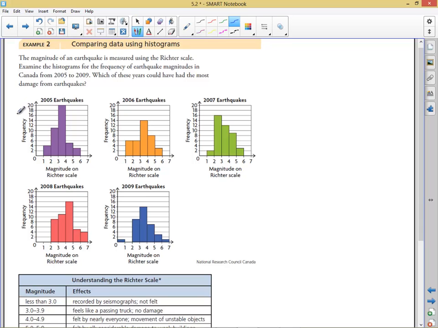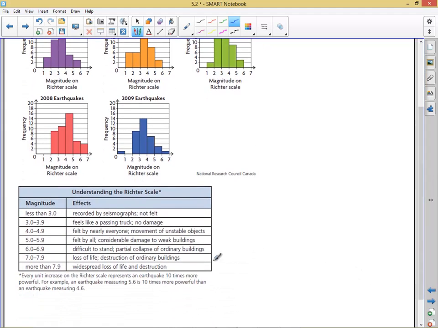Before we get into looking at the histograms, let's look at what the Richter scale is. The Richter scale is a scale used to measure the intensity or magnitude of an earthquake. Less than 3, recorded by seismographs, not felt. 3 to 3.9 feels like a moving truck, no damage. But from 4 to 4.9, these earthquakes are felt by nearly everyone. A movement on unstable objects.